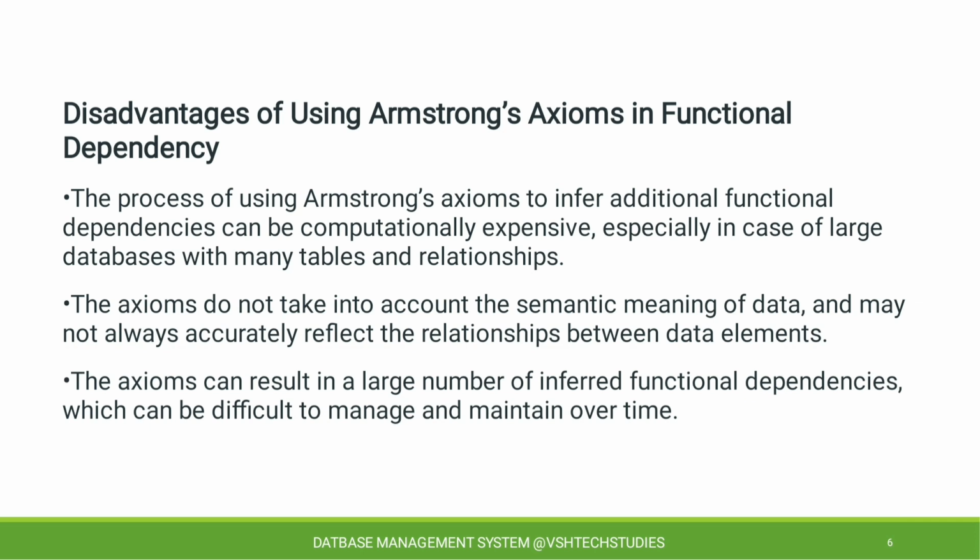That completes the whole discussion on Armstrong's axioms. How many rules are there? What does each rule state? How can they be applied to find the relationships between attributes or functional dependencies in a table, and how can they be used to derive one set of functional dependencies from another set of functional dependencies? Then what are the advantages and disadvantages?